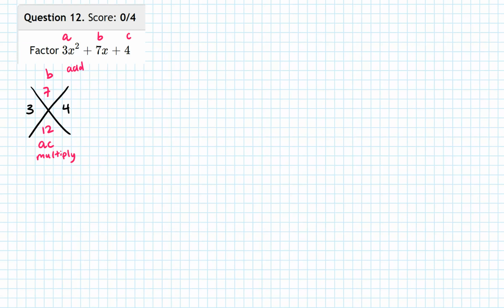From here, what I want to do is take my quadratic and rewrite it using these numbers as coefficients for x. So 3x squared, and what I'm doing now is the 7x, I'm splitting that up into 3x plus 4x. And if it's not clear why I'm doing that, hopefully it'll be clear in just a moment. So I have 3x squared plus 3x plus 4x, and then my c value does not change, that's plus 4.